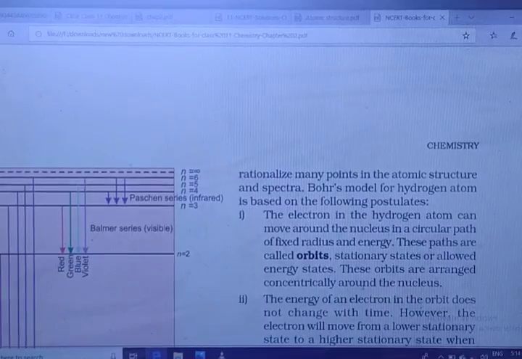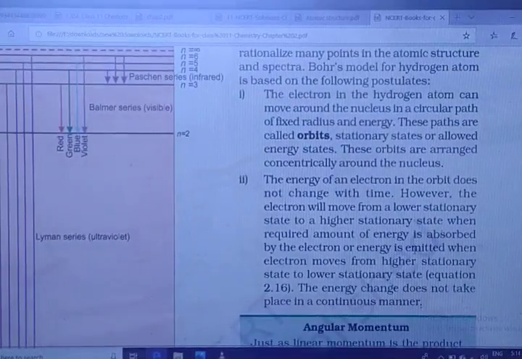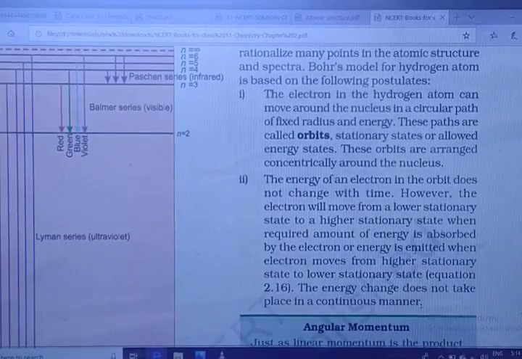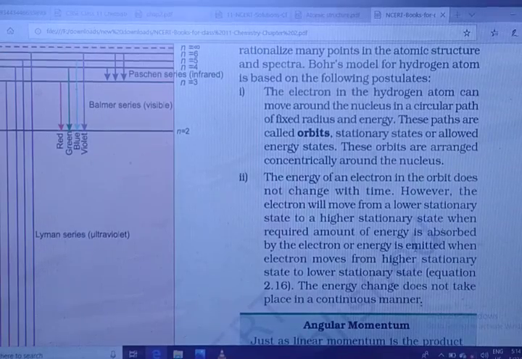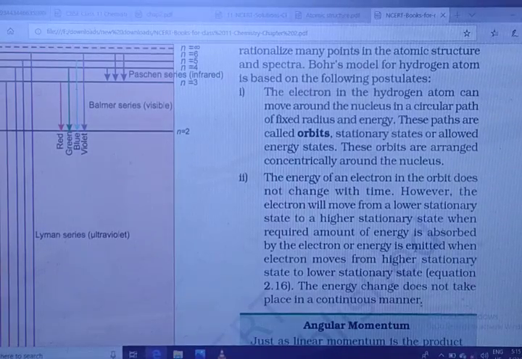Bohr's model for the hydrogen atom is based on the following postulates. First of all, he described the principal quantum number. What is the principal quantum number? It means energy level or orbits. The electron in the hydrogen atom can move around the nucleus in a circular path of fixed radius and energy. These paths are called orbits, stationary states or allowed energy states. These orbits are arranged concentrically around the nucleus.